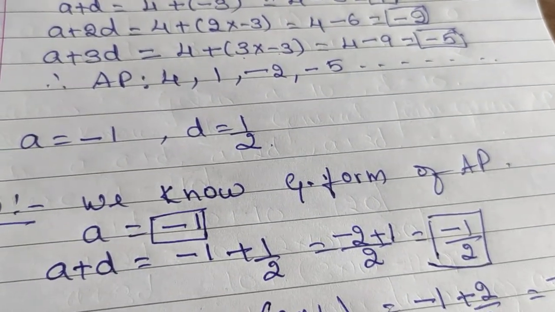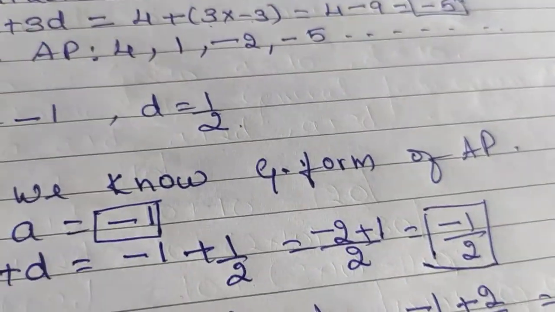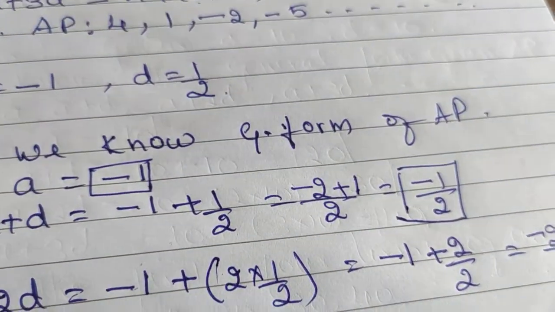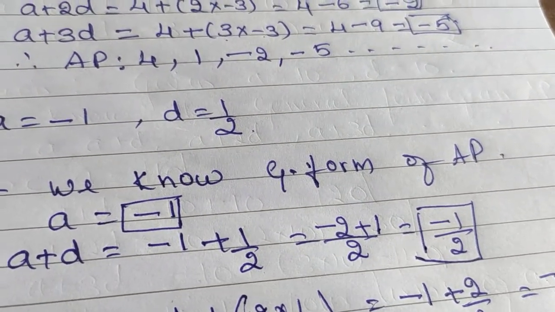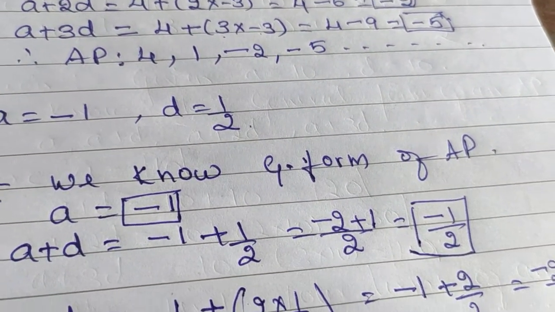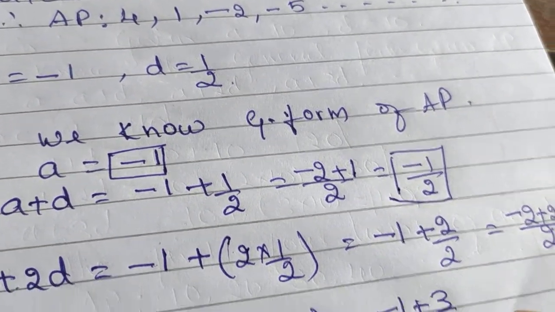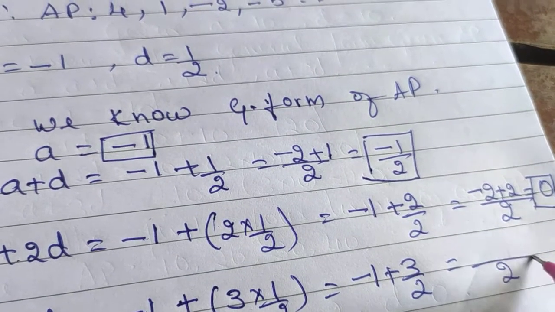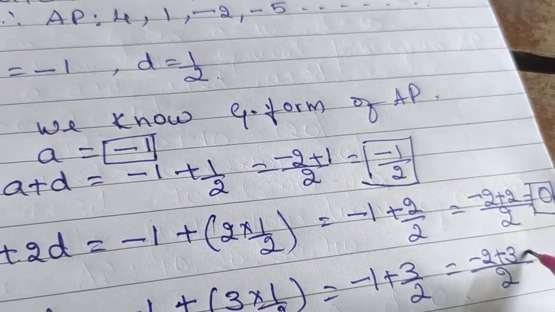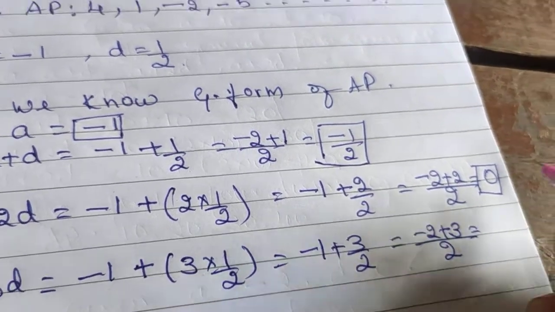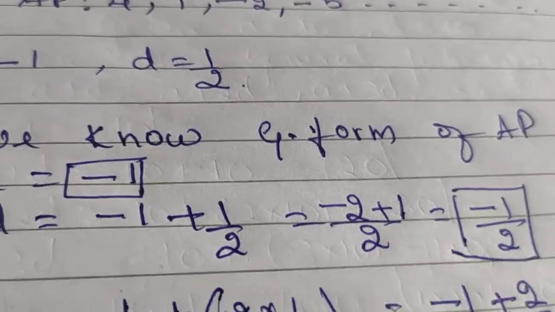Then I have A plus 3D. A plus 3D is equal to -1 plus 3 into 1 by 2. So you have -1 plus 3 by 2. So that is 2 common here. So you have -2 plus 3. So you have 1 by 2.